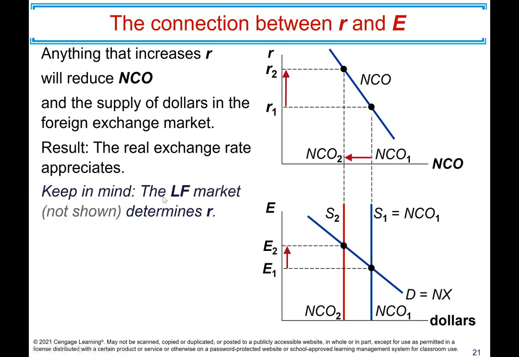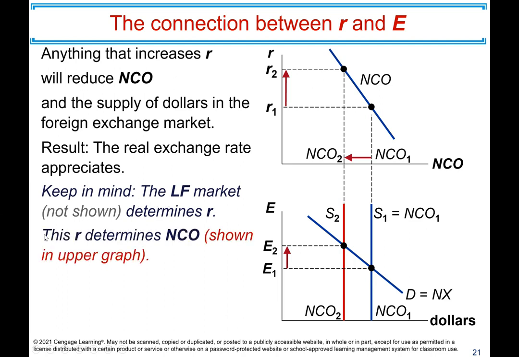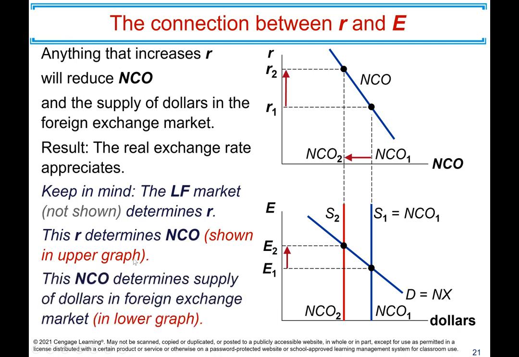Keep in mind, the loanable funds market, not shown, determines R. This R is determined in the loanable funds market. The R determines NCO shown in the upper graph. This NCO determines the supply of dollars in the foreign exchange market in the lower graph.